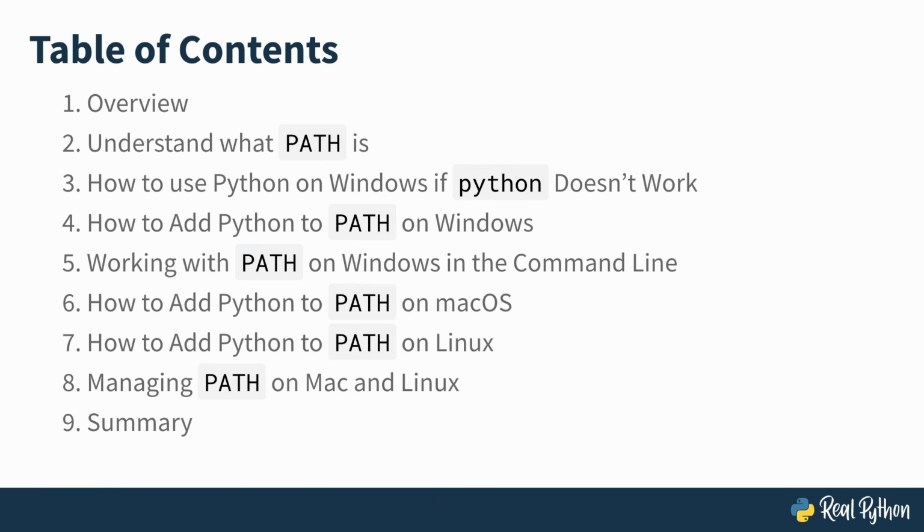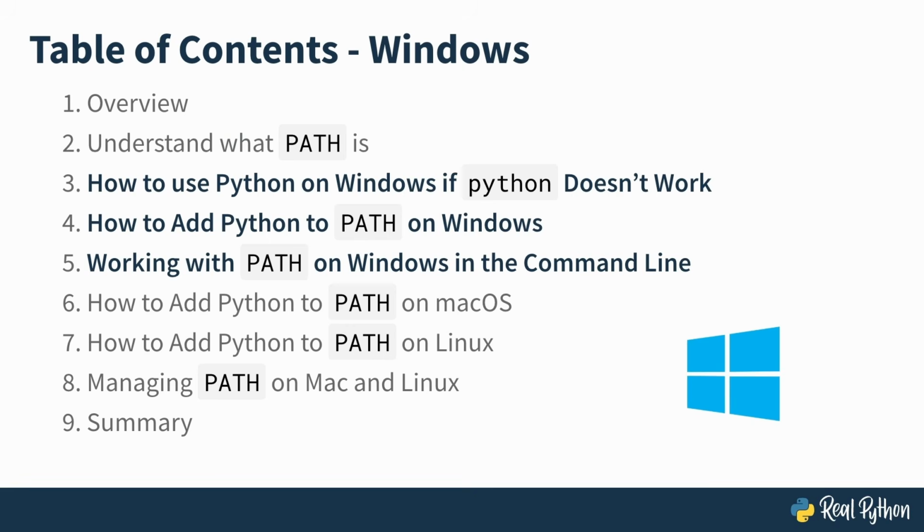Here's an overview of how the lessons are broken down. So after this overview, you'll learn all about path and its syntax, and this lesson is relevant to all operating systems. The next 3 lessons are all related to Windows. You'll learn about the different ways to run Python on Windows, then how to add Python to path, and finally, how to work with the path environment variable from the command line.